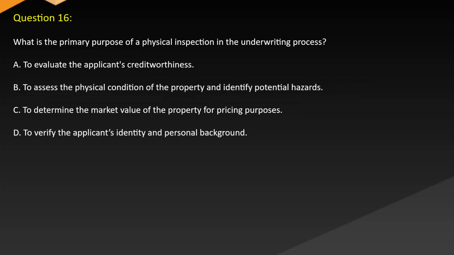Question 16. What is the primary purpose of a physical inspection in the underwriting process? A. To evaluate the applicant's creditworthiness. B. To assess the physical condition of the property and identify potential hazards. C. To determine the market value of the property for pricing purposes. D. To verify the applicant's identity and personal background.